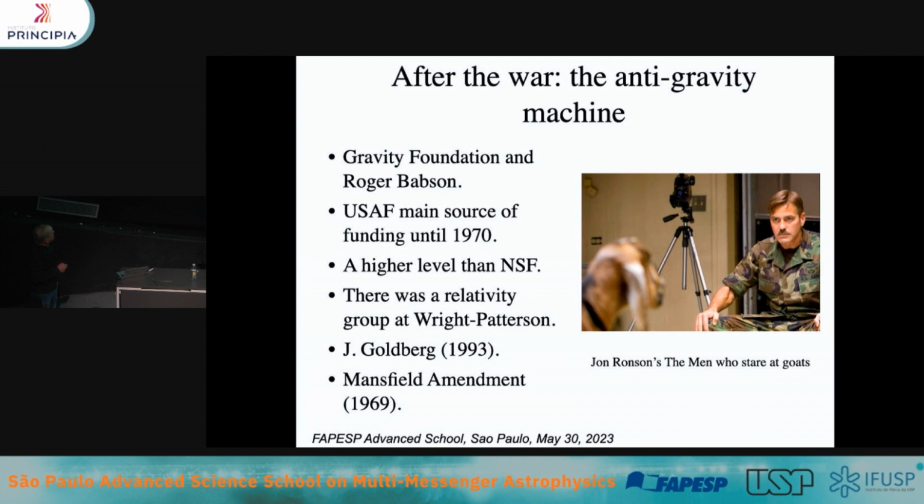Roger Babson created a foundation called the Gravity Foundation, and he was an MIT alumni, and he thought that there was a way to prove the existence of anti-gravity. What is interesting, he had friends in the military that also got enticed to do research trying to prove the existence of anti-gravity.